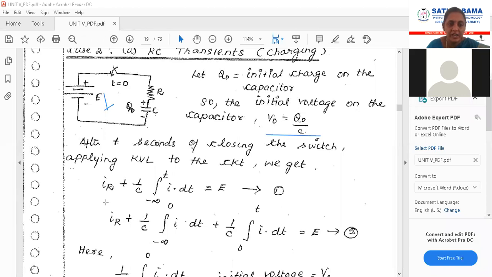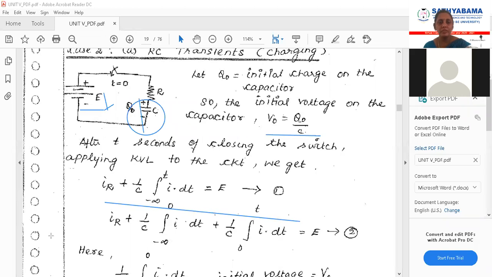Okay, so this will be IR. IR is the voltage across this resistance plus the voltage across the capacitance. The voltage across this capacitance will be 1 by C into the integral from minus infinity to t, because we are closing the switch at the instant t, of I dt, is equal to E, because here we have connected a voltage source.